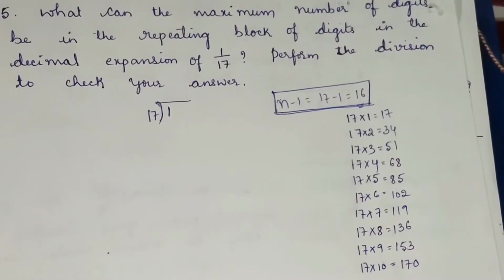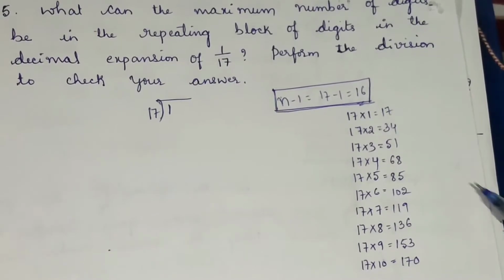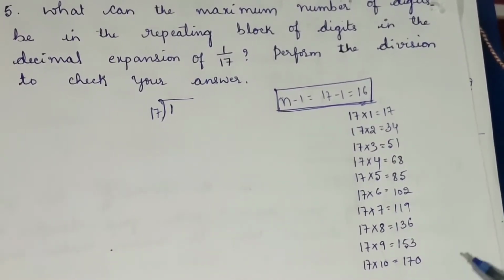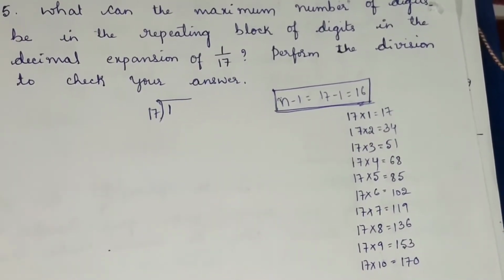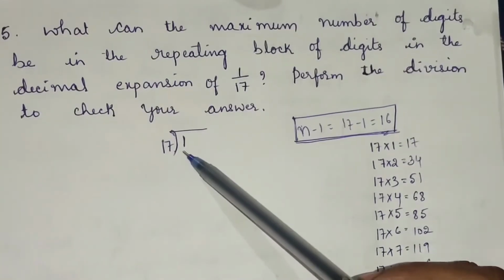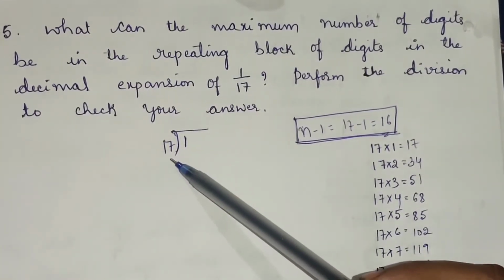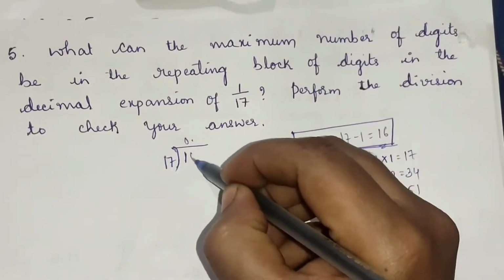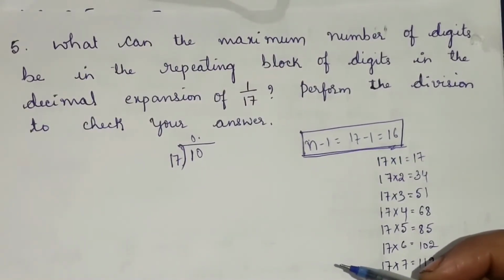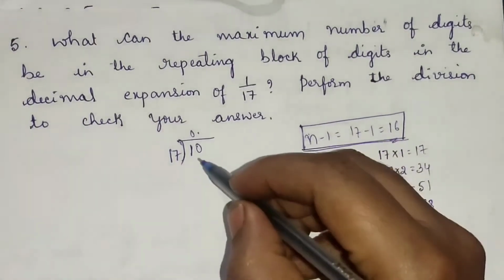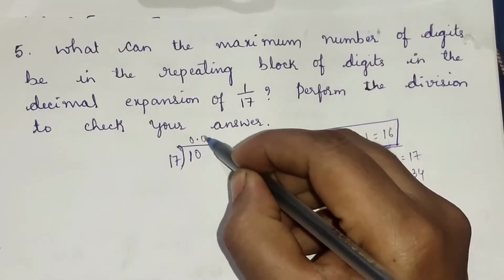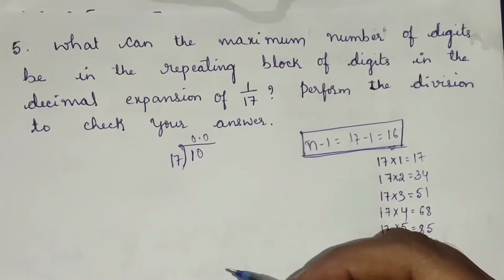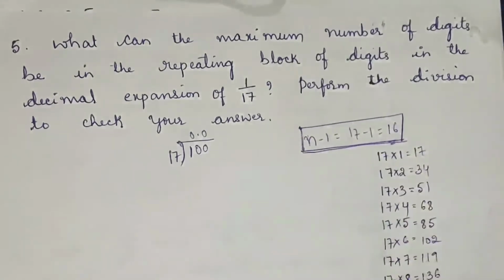In order to perform the division, you should know the tables of 17. I have written the tables to make the process easy. 1 is not divisible by 17. Now you have to put 0 point. Then take 0 here, it will be 10. Even though it is not divisible, add one more 0 to the quotient and take one more 0 here.